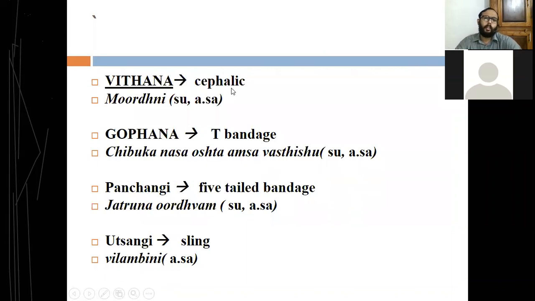Vidhana is correlated to cephalic bandage, Murdhini Vidhanam, which we are doing on the head. Nowadays, we are not doing this particular bandage as we are missing head injury, so in our OPD, we are not doing this particular bandage. Actually, Vidhana is bandage done to head.